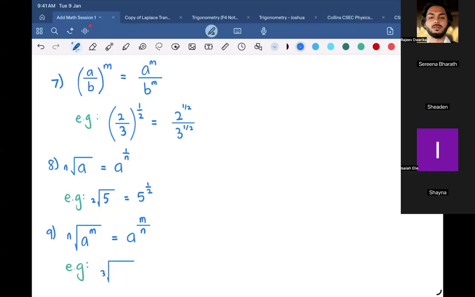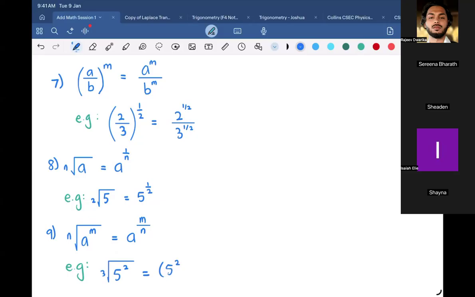Right? So the cube root of 5 to the power 2. Could somebody tell me how I would write that in indices form? So we have the cube root of 5 squared. Let's do it in parts, right? Let's do this in parts. What is a cube root? Shay, what's a cube root?